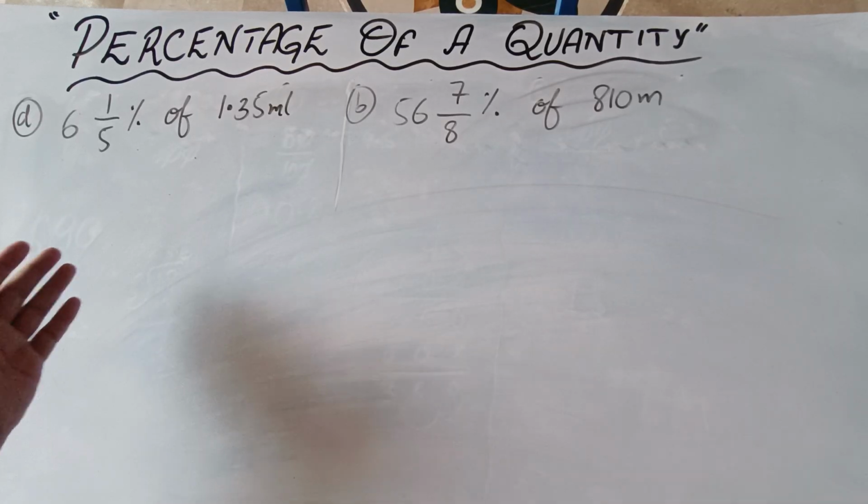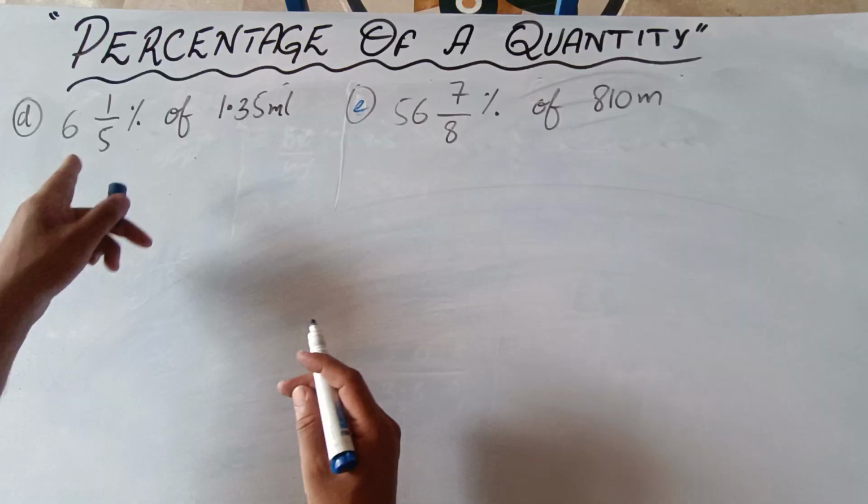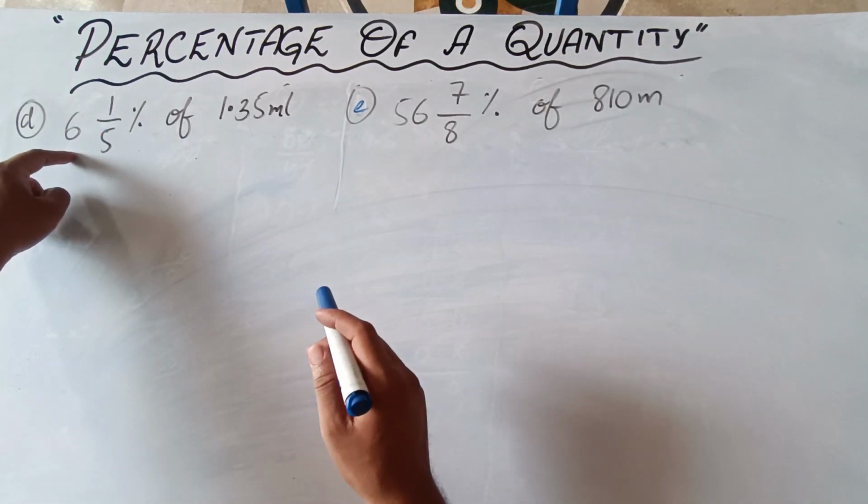Now look at these two questions. In these questions, we again need to find the percentage of 1.35 ml, but the percentage now is in mixed fraction.